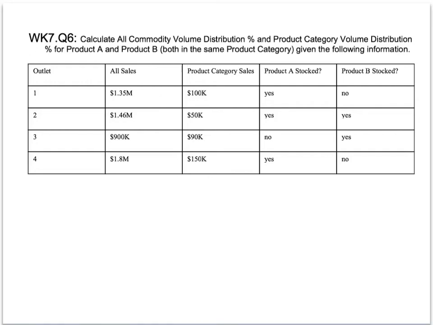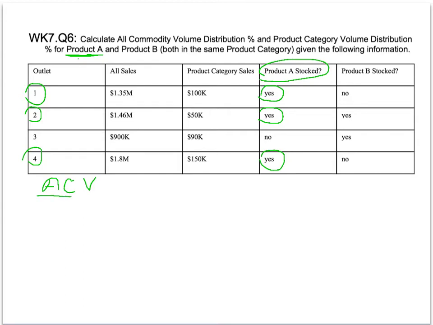Week 7, question number 6 asks you to calculate ACV distribution percentage and PCV distribution percentage for two products. Let's first focus on product A. So let's do an ACV calculation for product A, and what we're worried about is the fact that product A is stocked in two out of four available outlets.